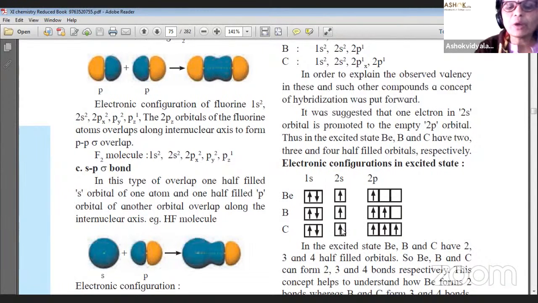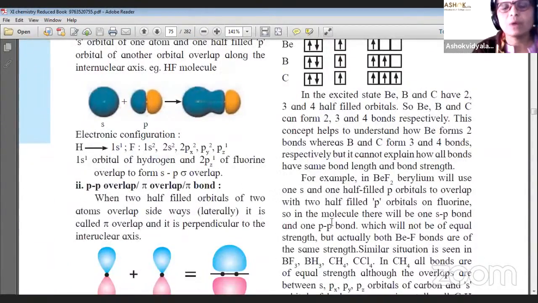See, one of the electrons in the 2s orbital is promoted to the empty or vacant 2pz orbital, and now there are 4 unpaired electrons present in case of the carbon. Those electrons are now available for the formation of the 4 bonds to form either CCl4 or CH4. So this is the concept of hybridization.